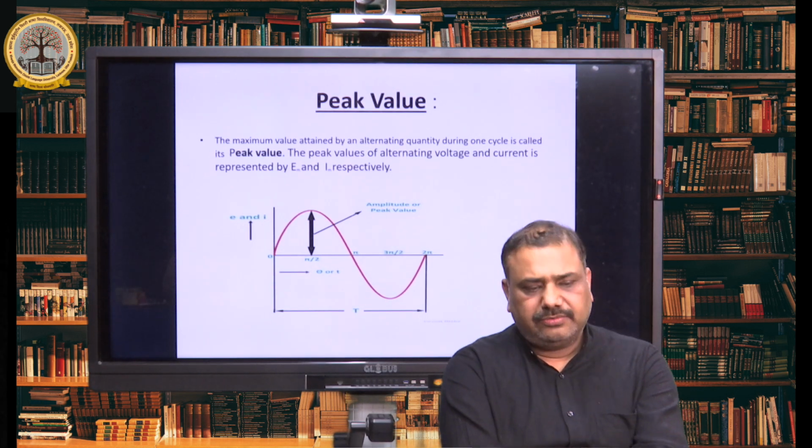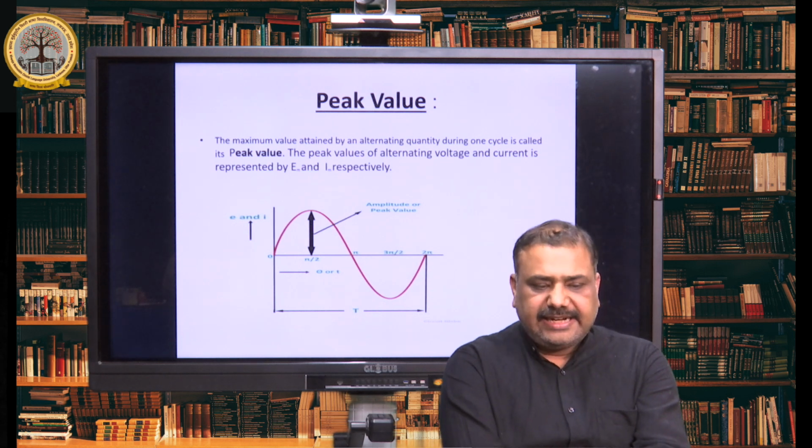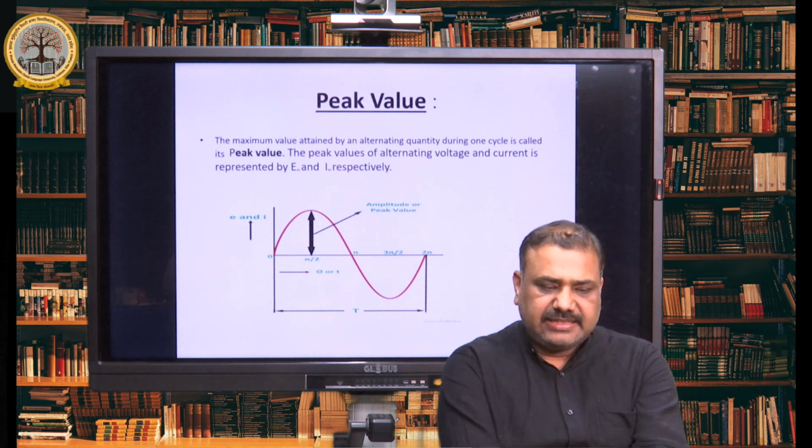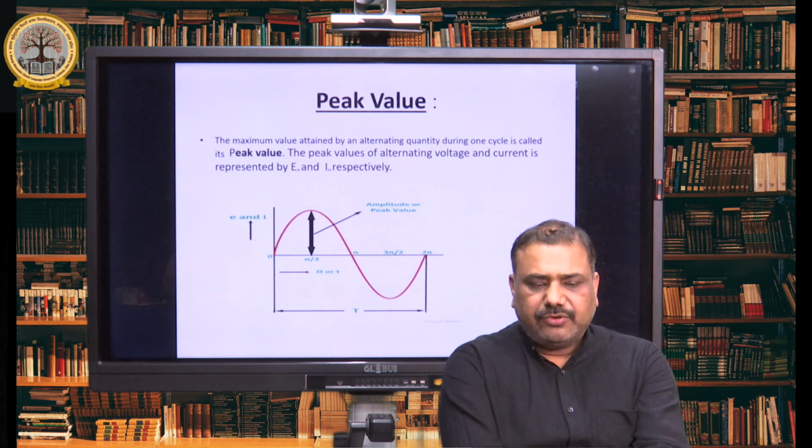What do you mean by peak value? The maximum value attained by an alternating quantity during one cycle is called its peak value. The peak value of an alternating voltage and current is represented by Em and Im respectively.